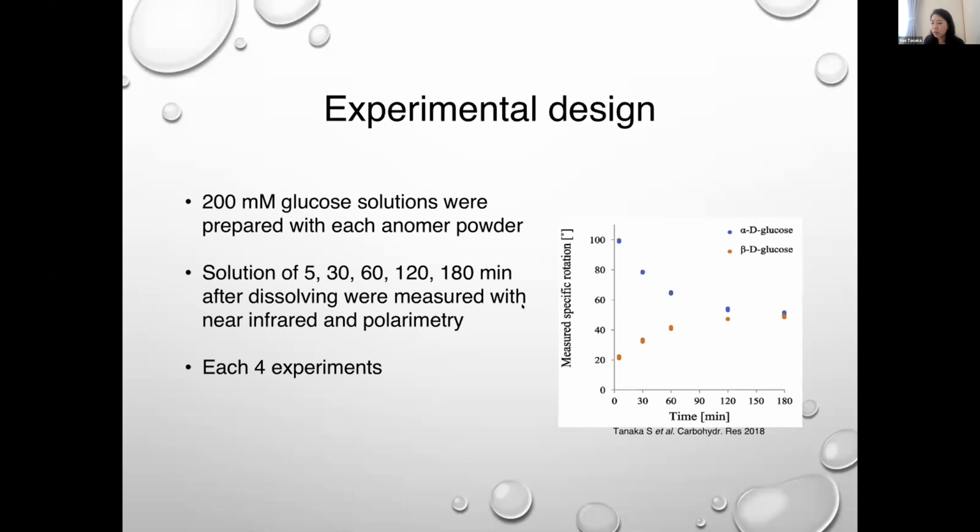Thus, I measured each anomer solution with time using polarimetry and near-infrared spectroscopy. This is the time course of specific rotation. The blue dots are obtained from the solution starting from alpha glucose, and the orange dots are starting from beta glucose solution. They are approaching the equilibrium point in 3 hours. In this experiment, 200 millimolar glucose solution was measured 4 times on separate days.